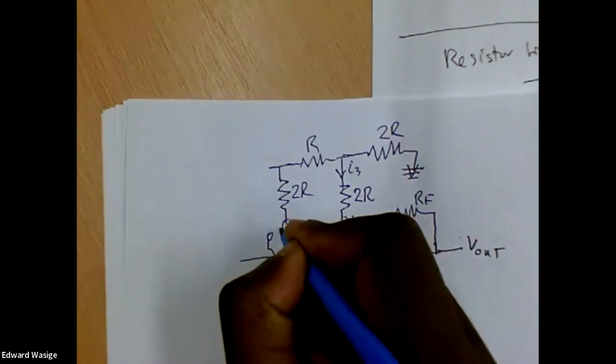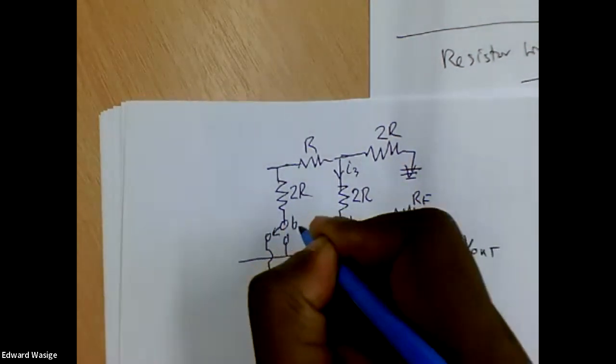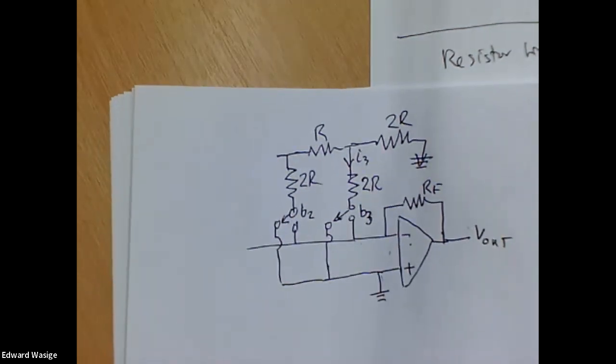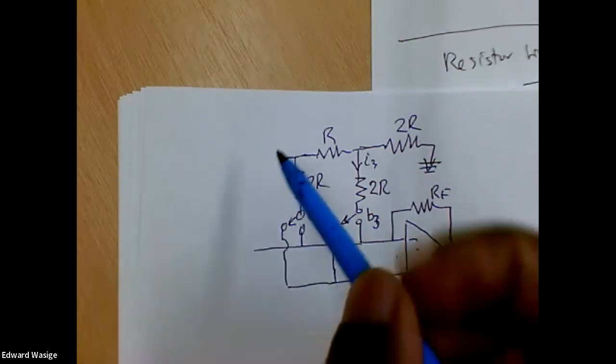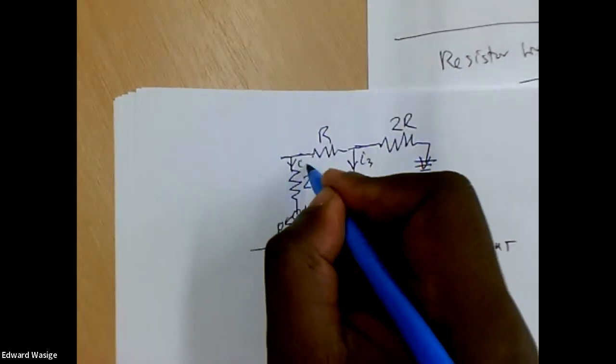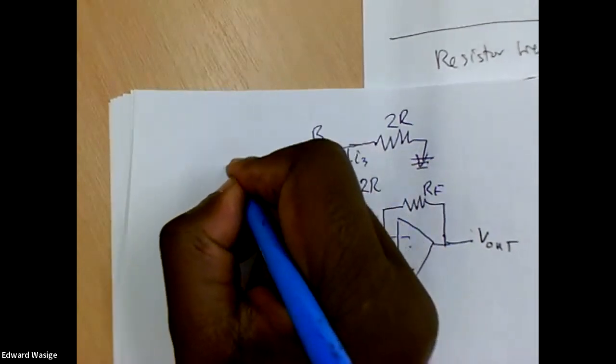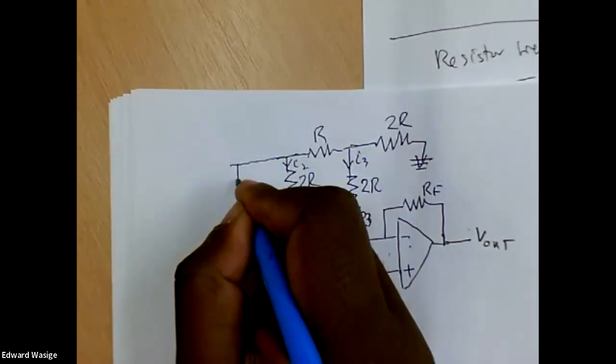So I can draw that like that. And this is controlled by B2. So the operation of that is identical to B3. If B2 is equal to 1, the current contributes to V out. If B2 is equal to 0, it doesn't contribute to V out, it's directed to ground. That's I2.